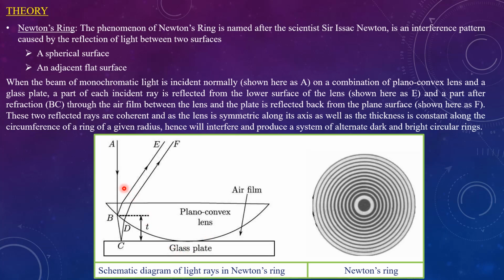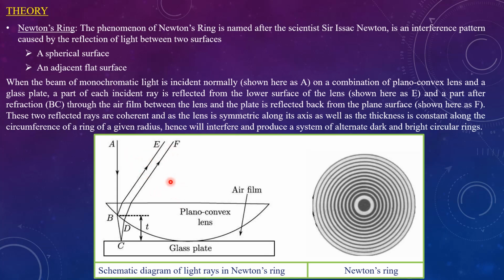Actually, what happens is when a beam of monochromatic light is incident normally on the combination of this plano convex lens and the glass plate, a part of each incident ray is reflected from the lower surface of the lens and emerges as E, and a part of this incident ray gets refracted through this air film between the plano convex lens and glass plate and is reflected back by the glass plate and emerges as F.